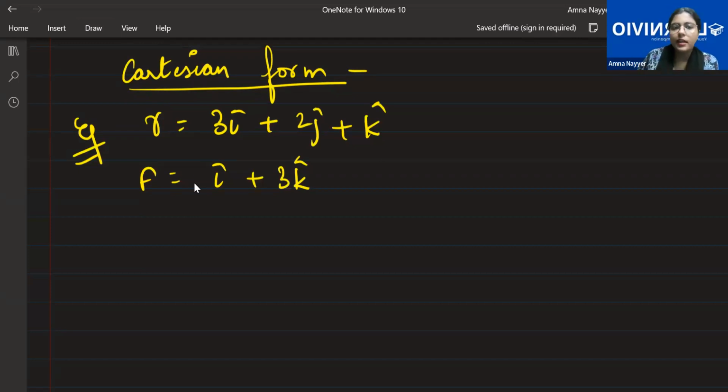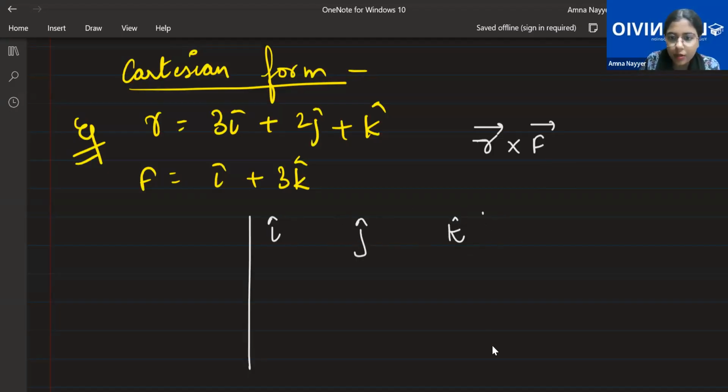So here, R is given, F is given. Let's say we have to calculate R cross F. This is actually a quantity known as tau, that is torque, the rotational force that you will study in the rotational chapter. Now, which one is the first vector? First you have to draw a determinant system. How do we do that? Write I cap, J cap, K cap.